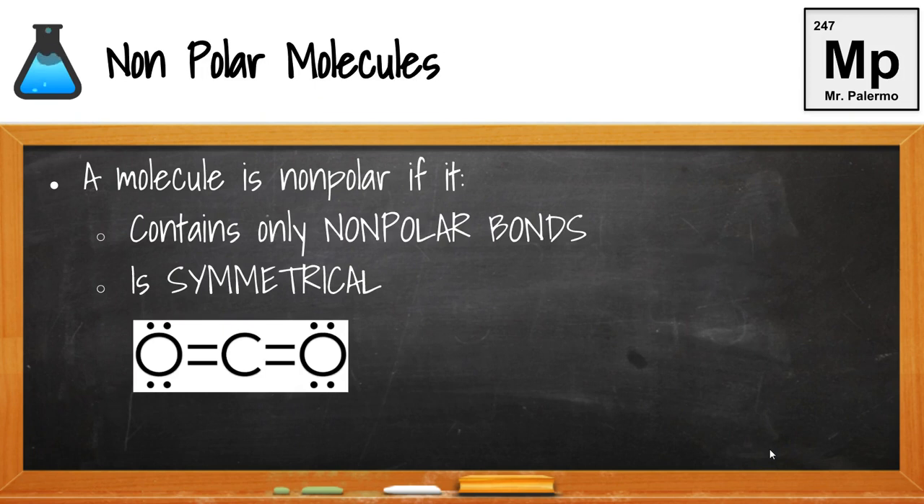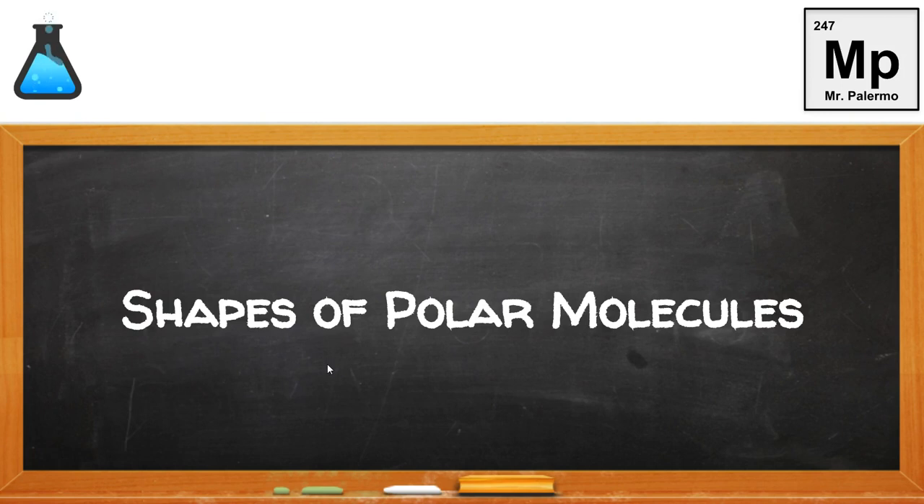A molecule then is nonpolar if it contains nonpolar bonds only, or if it is symmetrical in terms of the distribution of charge, as in the case here for carbon dioxide. You can see it is symmetrical. It's the same on both sides. And so there is no net distribution of charge where I can say there's a positive end or a negative end of the molecule. So let's first look at the shapes of polar molecules, and then we'll look at nonpolar second.